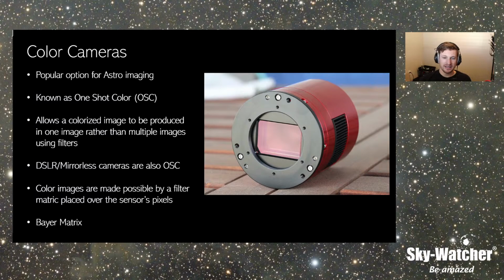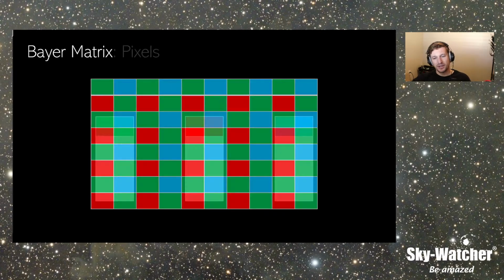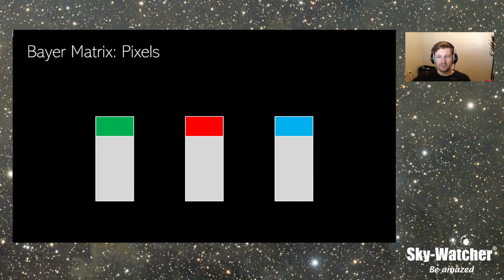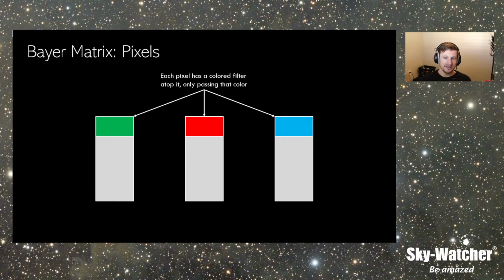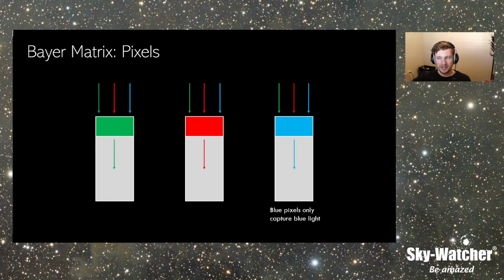The Bayer matrix is basically each pixel has its own filter over the front of it. Some pixels are green, some pixels are blue, some pixels are red. It looks like this. This is what a standard one-shot color camera sensor is going to look like. So you have your typical sensor, and over the front of each pixel is this very tiny filter. When we look at those pixels, we have our red, green, and blue, and each pixel is assigned a color. As light passes through, the green only allows green to go through, the red only allows red, and the blue only allows blue.